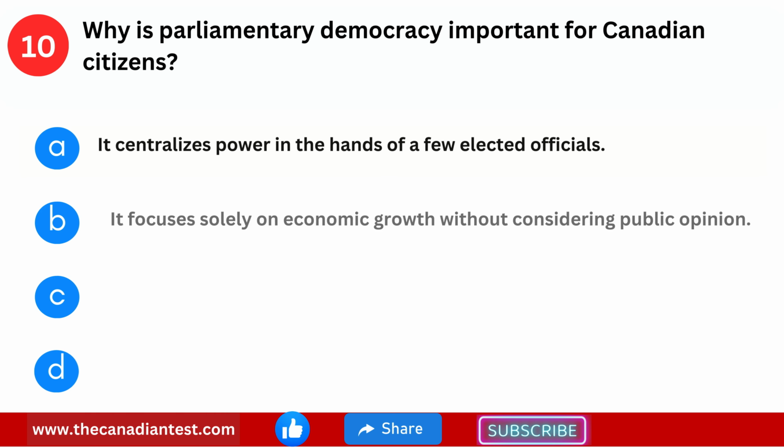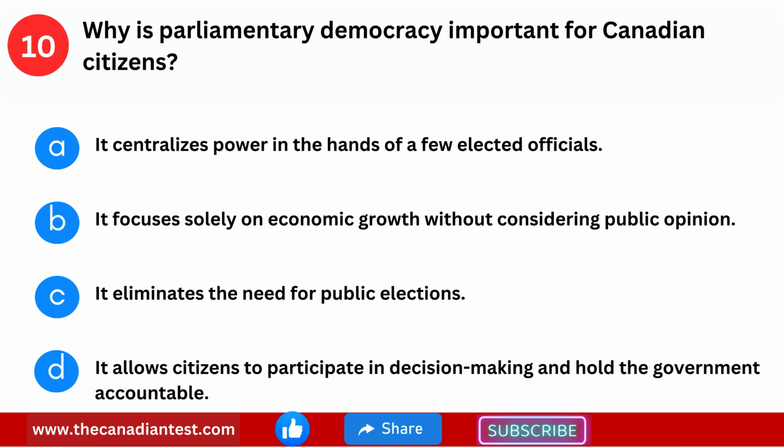Why is parliamentary democracy important for Canadian citizens? Option A: it centralizes power in the hands of a few elected officials. Option B: it focuses solely on economic growth without considering public opinion. Option C: it eliminates the need for public elections. Option D: it allows citizens to participate in decision-making and hold the government accountable.